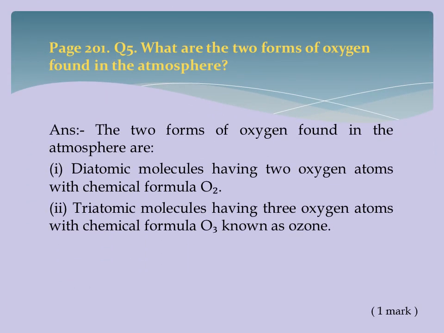Page number 201, question number 5. What are the 2 forms of oxygen found in the atmosphere? Answer: the 2 forms of oxygen found in the atmosphere are: 1. Diatomic molecules having 2 oxygen atoms with chemical formula O2. 2. Triatomic molecules having 3 oxygen atoms with chemical formula O3, known as ozone.